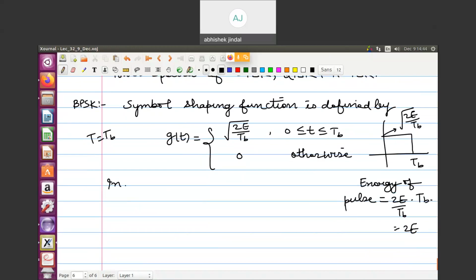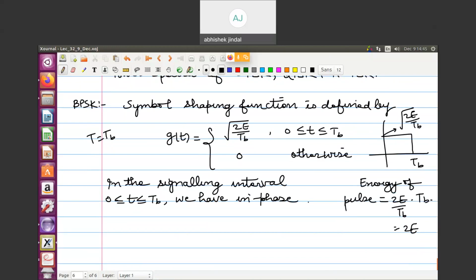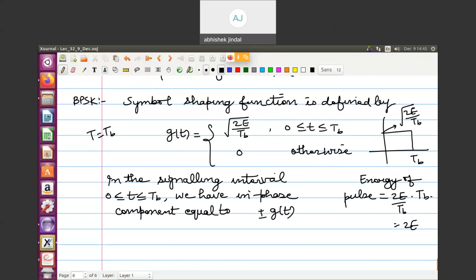In the signaling interval, we have the in phase component equal to plus minus g of t. Okay, because we have only one component for BPSK, that is in phase, or if you refer to cos as in phase, then it is in phase. Now we will use a set formula.